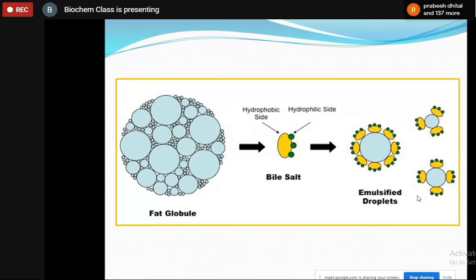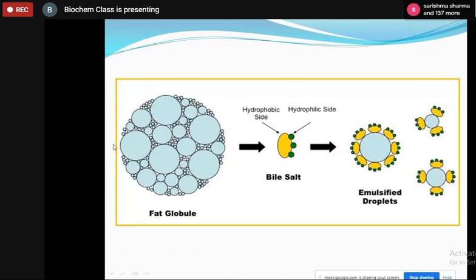So all along the surface of these tiny droplets, lipase action can start, and this is why emulsification is essential, and this process is being done by the bile salts. This emulsification makes sure that the surface area where the lipase can act is increased, and the bile salts also prevent the further coming together of these separated droplets.